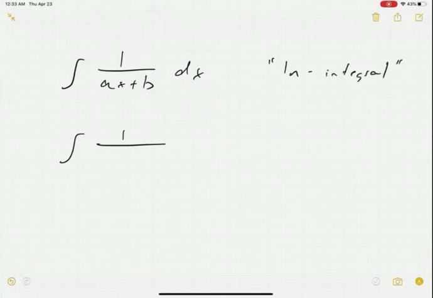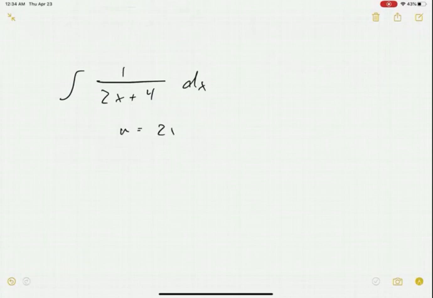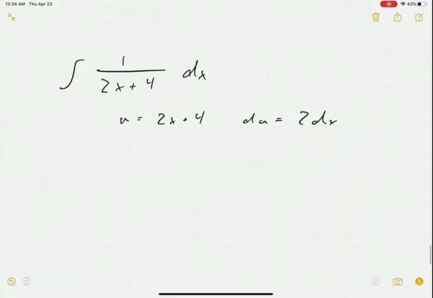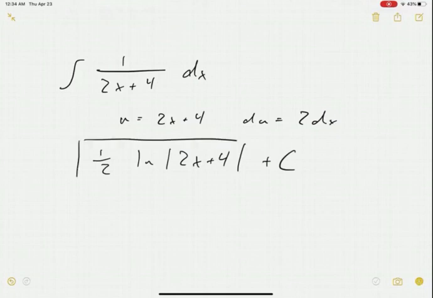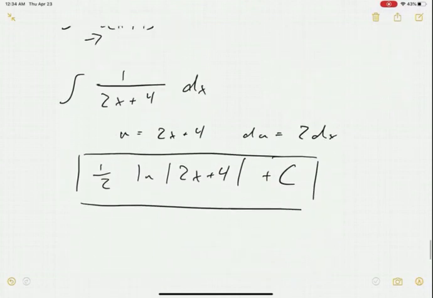Meaning when I integrate this, I'm going to get some sort of ln function. So let's consider 2x plus 4, for example. If I make a quick u-sub, then I see that when I integrate, it should be 1/2 ln of 2x plus 4. So this is what I mean by an ln type integral. Our antiderivative is going to be an ln. So we need to know how to do this ln type integral when we have this linear factor on the bottom.